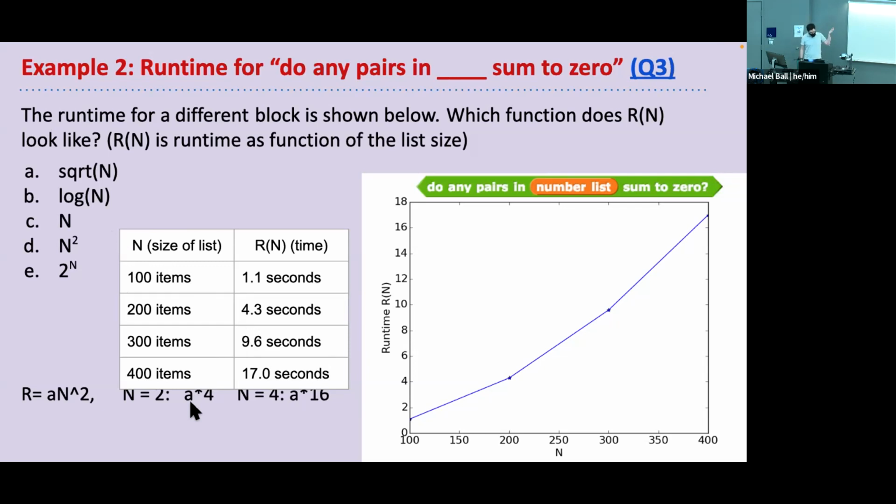100 items is 1 second. Going from 100 to 200 is 4 seconds. So doubling our list is 4 times longer now, which is the equivalent of 2 squared. Going from 100 to 300 is 3 times longer, but our output time is again about 9 times longer. So on average, we can say that this function looks like n squared.